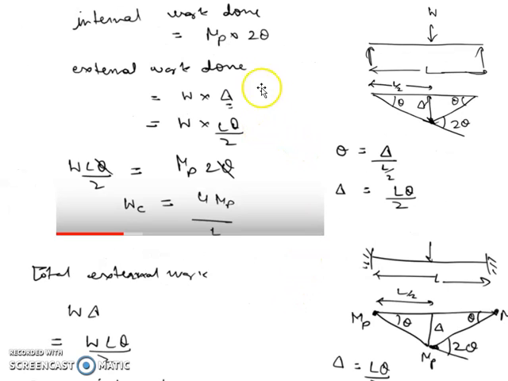This is nothing but the virtual work principle. So internal work done for this case is MP into 2 theta. Here theta plus theta, 2 theta. External work done equals load into displacement, W into delta. So how is the delta calculated? Theta equal to opposite side by L by 2. So delta equal to L theta by 2. Substituting in this case, we can get W is equal to 4 MP by L.